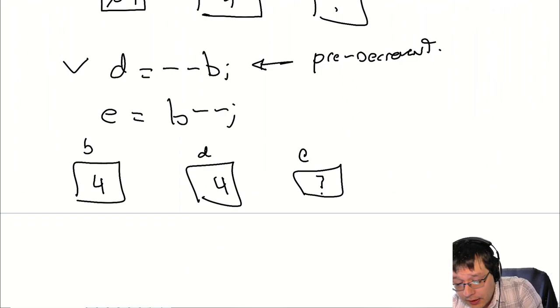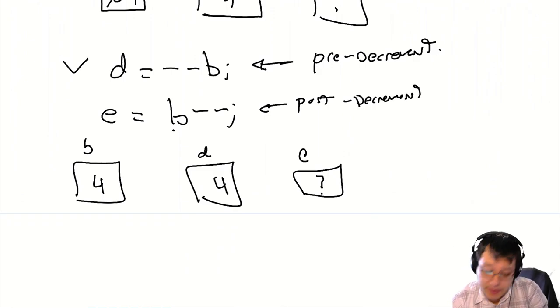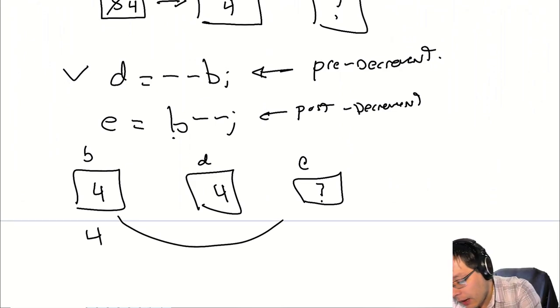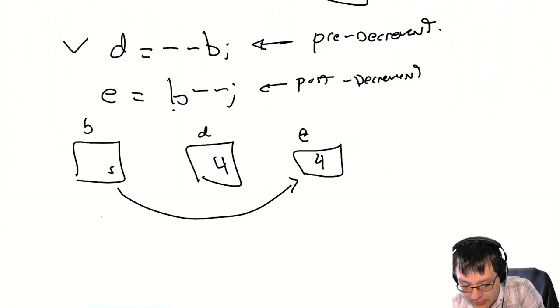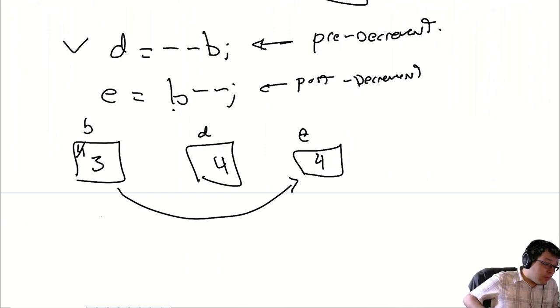In this case, because this is going to be post decrement, what's going to end up happening is we are going to go ahead and take the value of 4, and we're going to copy it into E first before we do anything. So this has now 4 in it. And then we're going to do the decrement, so subtraction, so put it to 3. Okay, so instead of 4, it becomes 3. Okay, but as you can see, E got the old value.